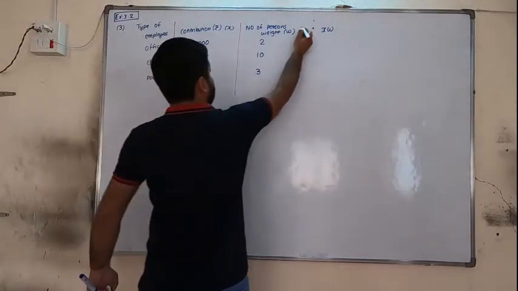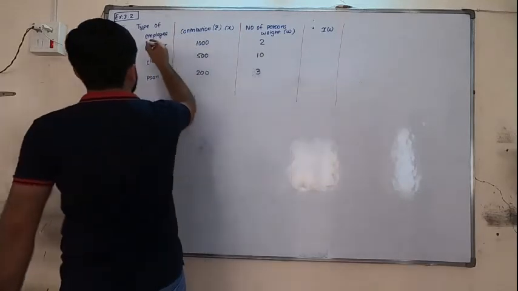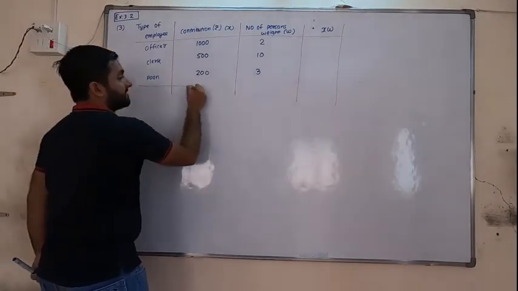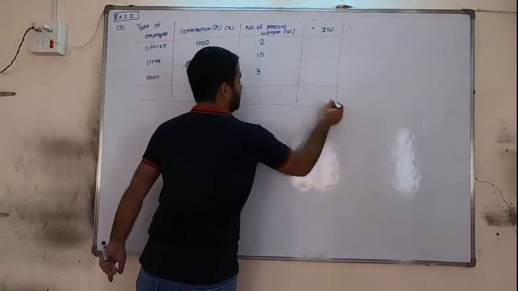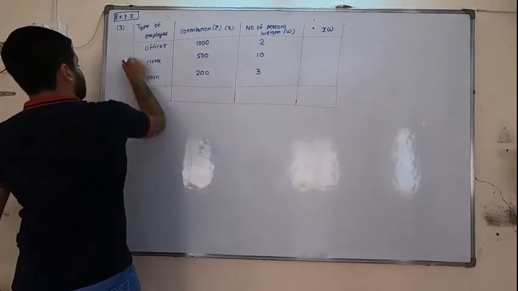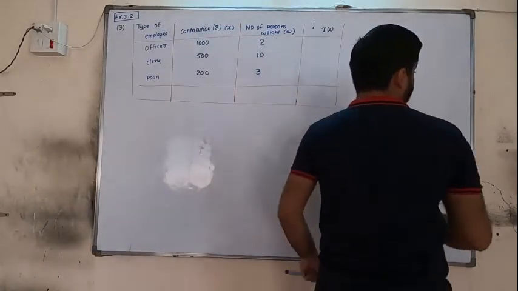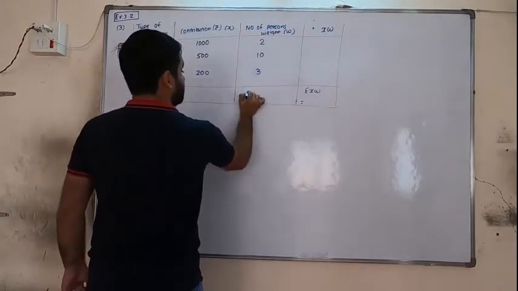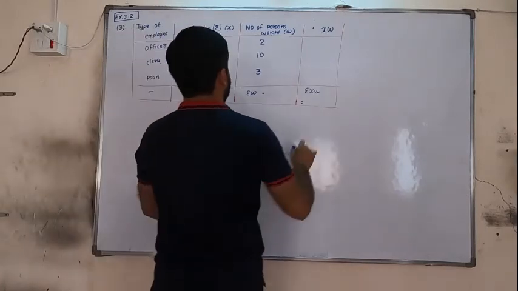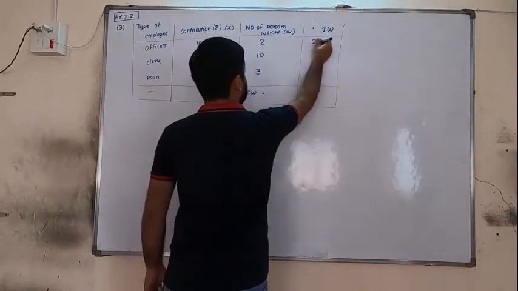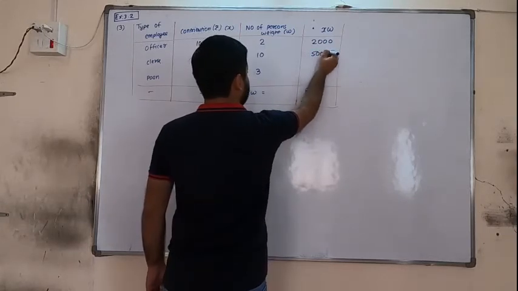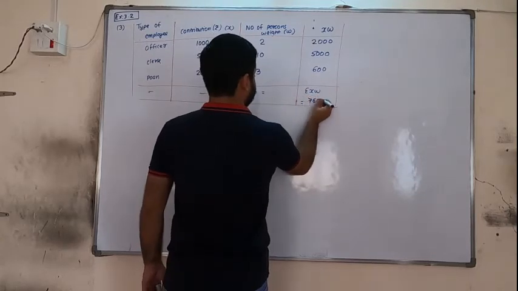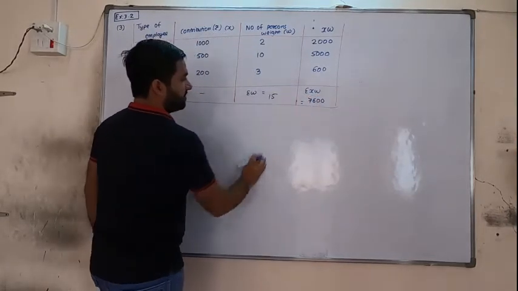So again I will repeat, friends, why has contribution become X? Because in the question itself they are clearing, find the mean contribution. So contribution is at the center and contribution is becoming our X, and the remaining is our weightage. So sigma XW, sigma W. 1000 into 2 is 2000. 500 into 10 is 5000. 200 into 3 is 600. So 7600, and sigma W is 15.